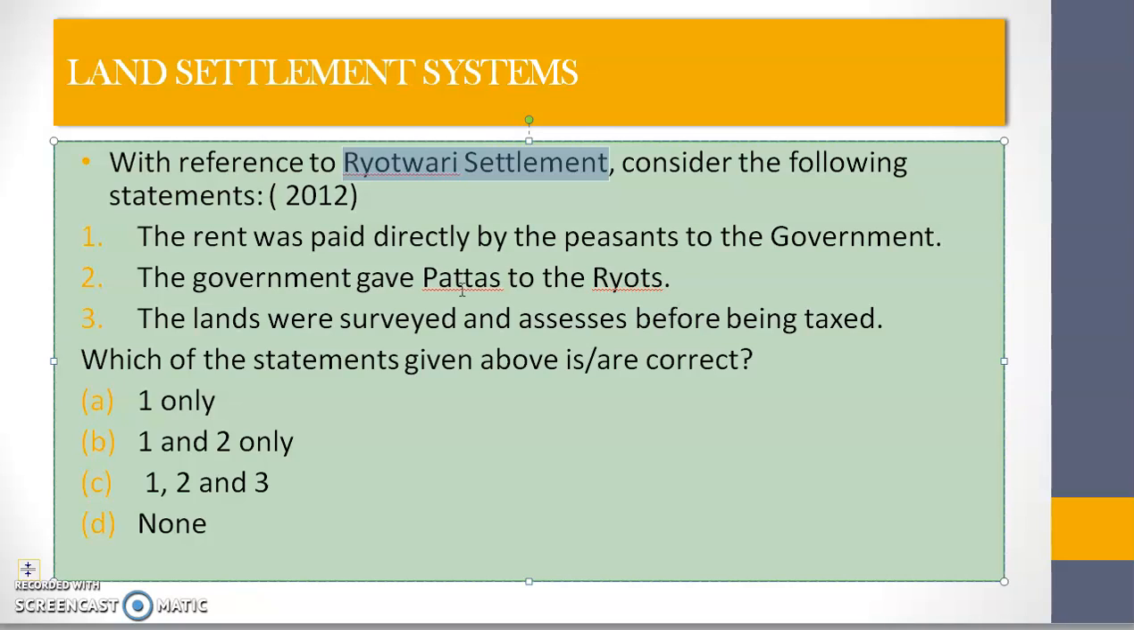At the same time, there was a growing disillusionment in British official circles regarding the permanent settlement. And why was this happening? Because under the permanent settlement, there was no means to raise the income of the government, and whatever income was being generated, most of it was appropriated by the zamindars.